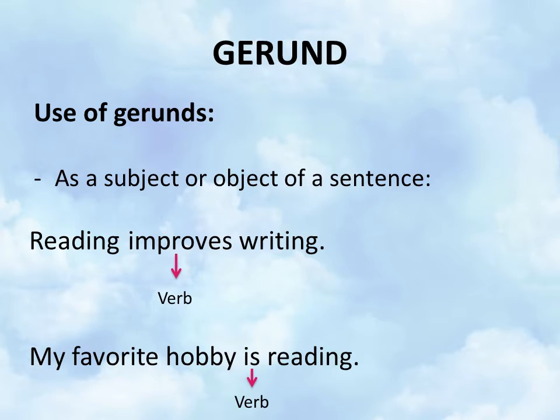First, gerund can be used as a subject or an object of a sentence. For example, reading improves writing. Reading is the subject of the verb improves. My favorite hobby is reading. Reading is the object of the verb is.